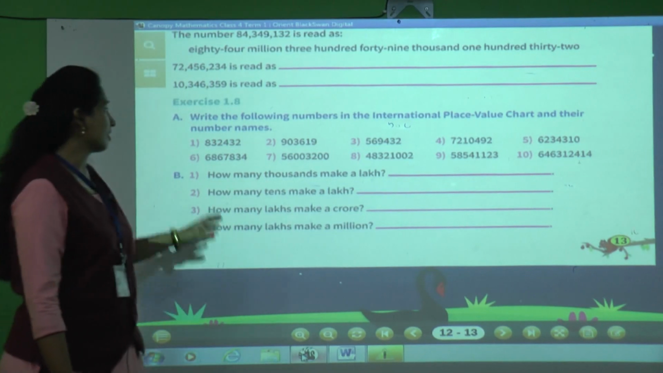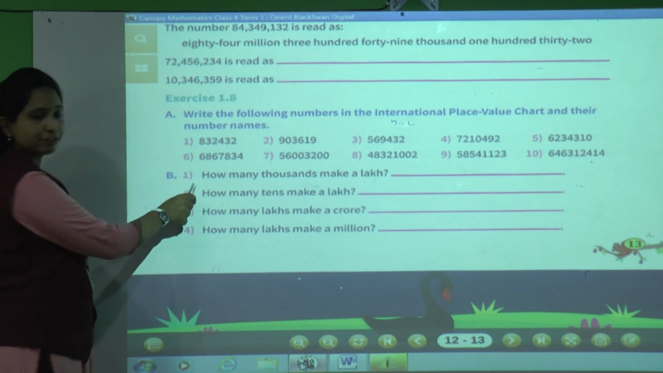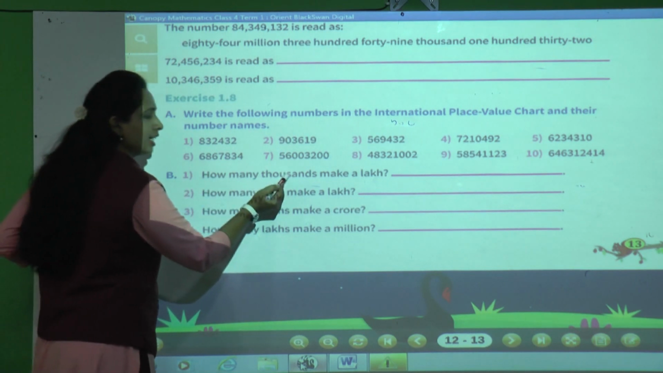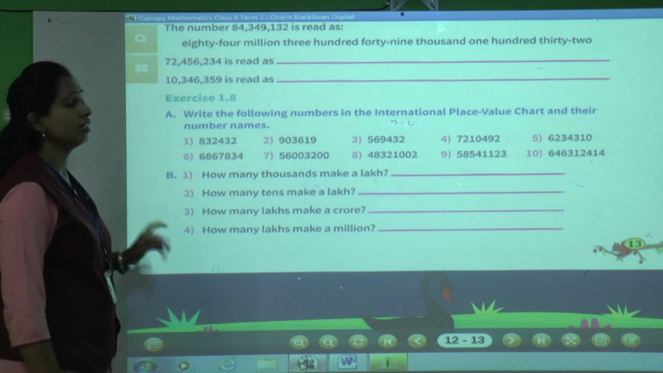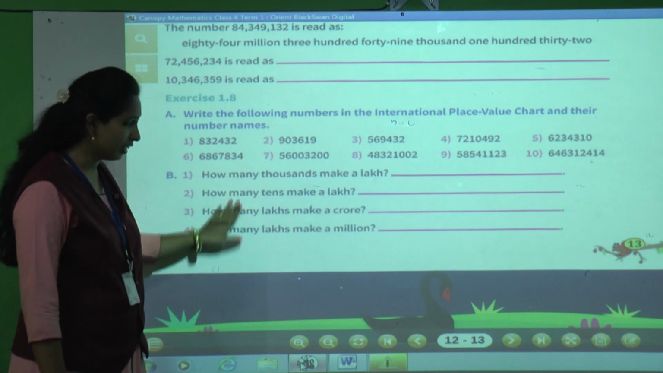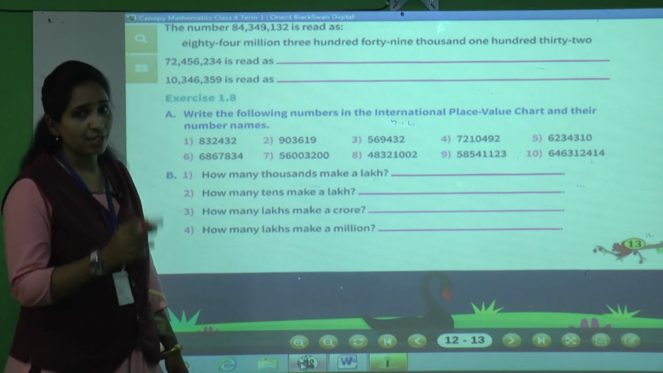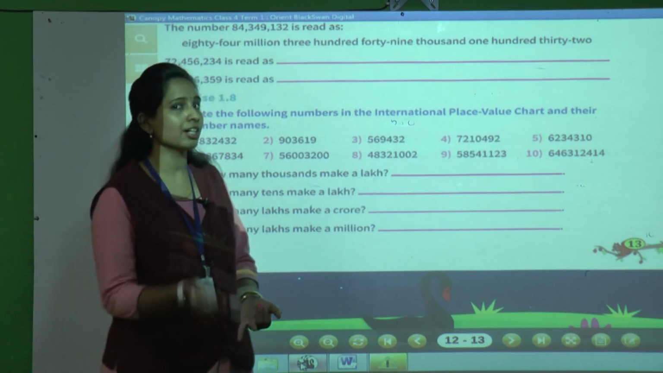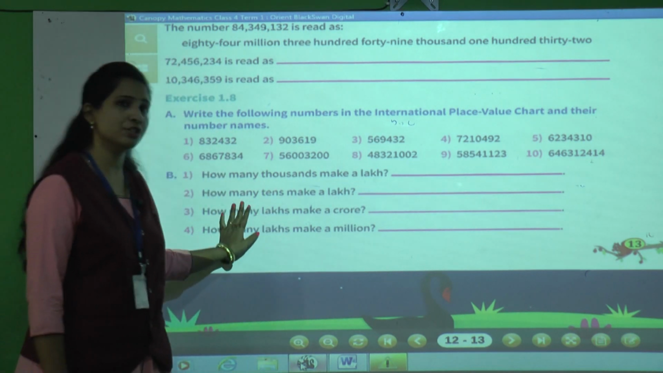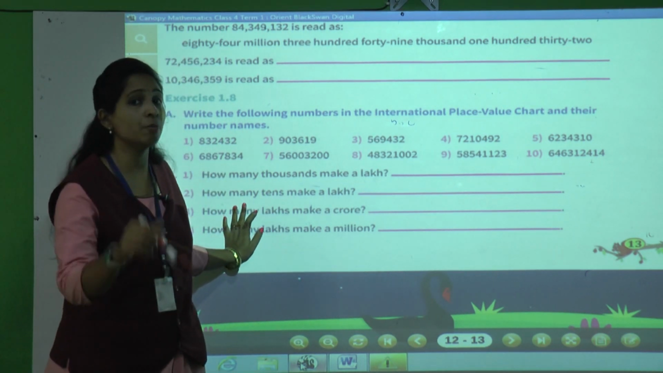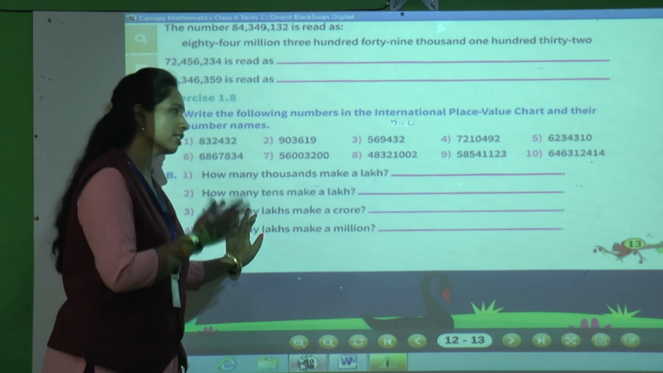We'll start our exercise 1.8 B question. See, what is the B question? In that, first they have given how many thousands make a lakh. See, something different. For solving these questions, you should know the proper place value chart of the Indian place value and international place value chart. I will explain through the chart only, so you will understand how important the place value chart is for solving this question.